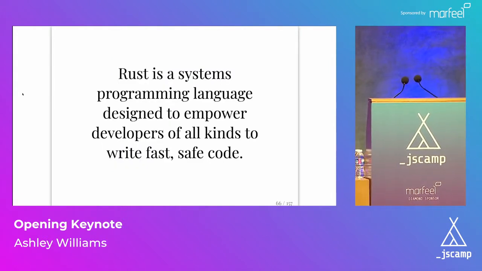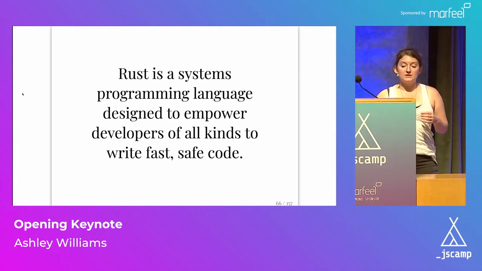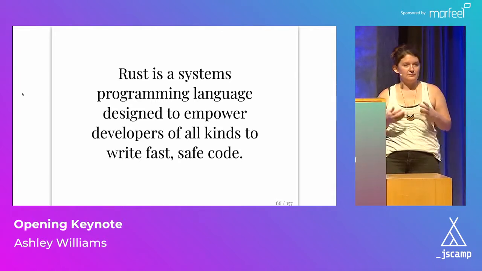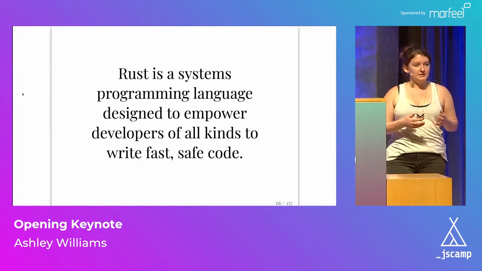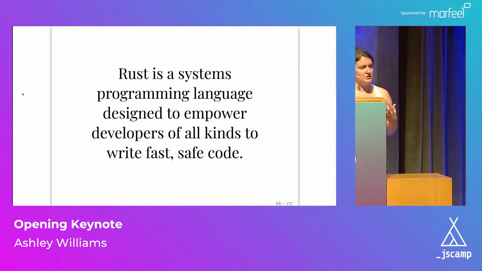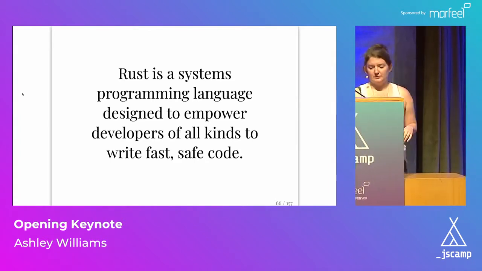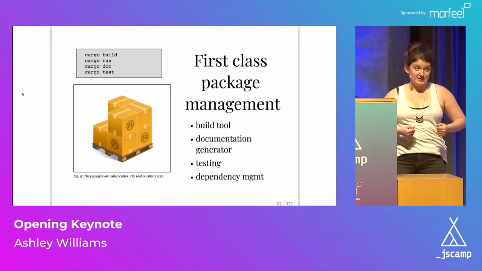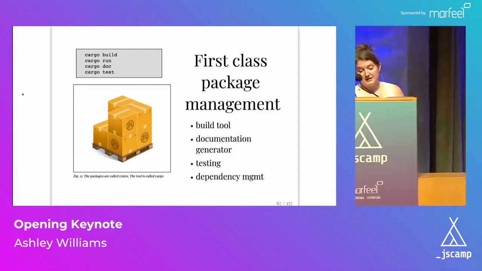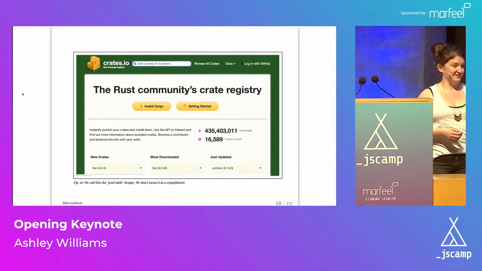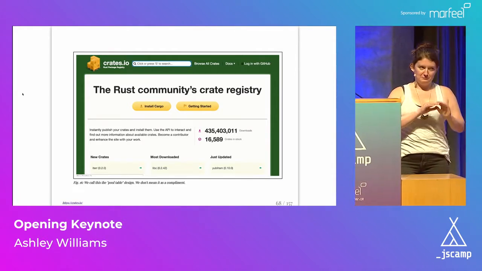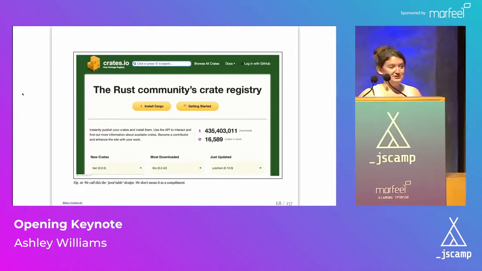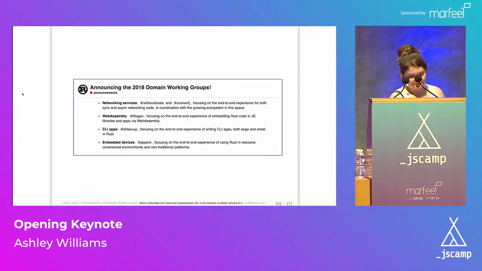But in this way, I try to think of Rust as a systems programming language that's designed to empower developers of all kinds to write fast, safe code. There's lots of systems programming languages out there, but Rust intends to be its own thing by having a really awesome developer experience. Unlike a lot of low-level programming languages, Rust has first-class package management. And we have our own NPM registry called crates.io. If you look at the modules graph, we have way less than NPM. You might think that's good or bad. But we do have a really awesome developer ecosystem.